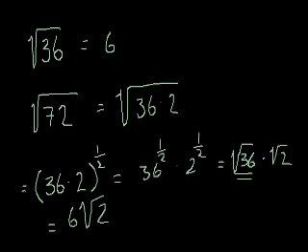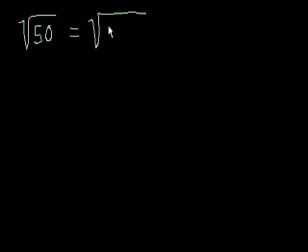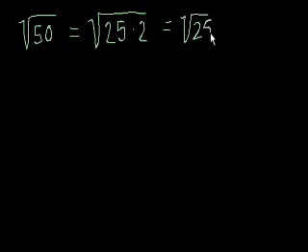So let's do another problem. I think as we do more and more problems, these will become a little more obvious. The square root of 50. Well, the square root of 50 is the same thing as the square root of 25 times 2. And we know, based on what we just did, and this is really just an exponent rule, the square root of 25 times 2 is the same thing as the square root of 25 times the square root of 2. Well, we know what the square root of 25 is. That's 5. So that just equals 5 times the square root of 2.